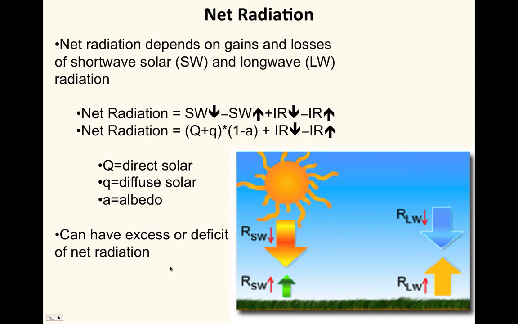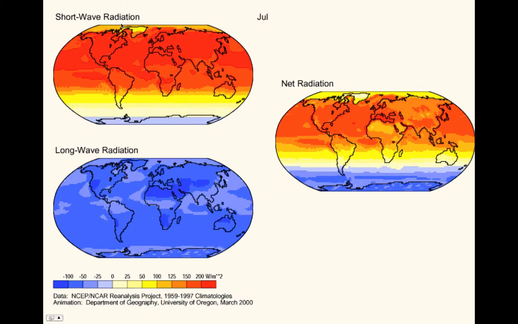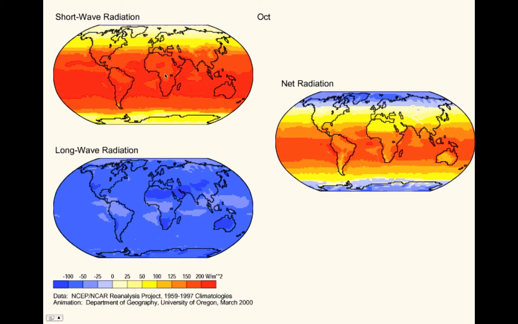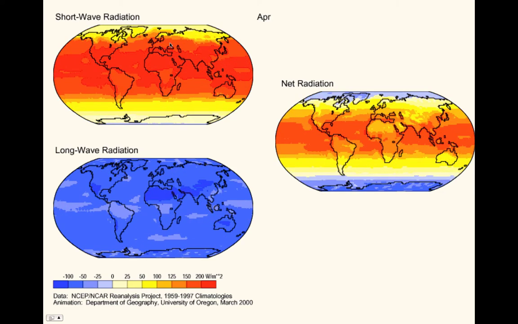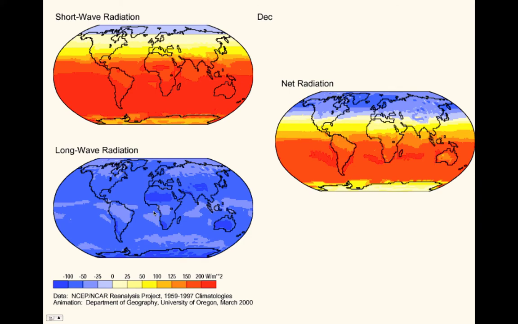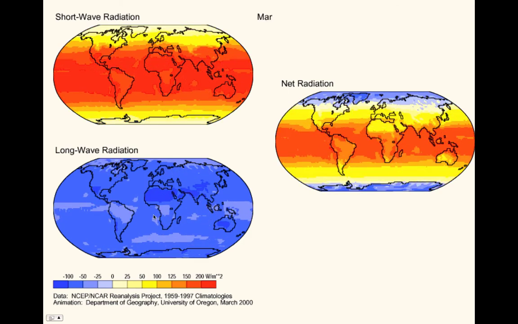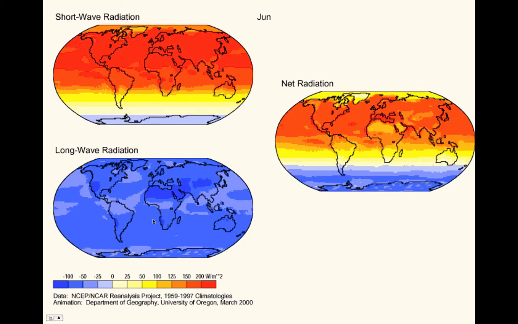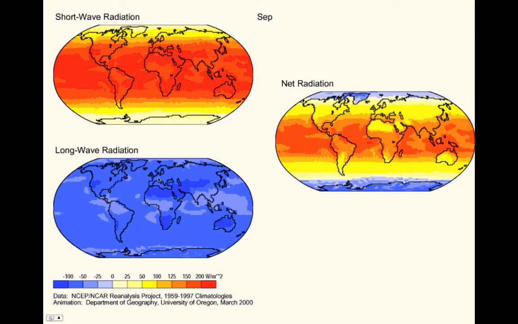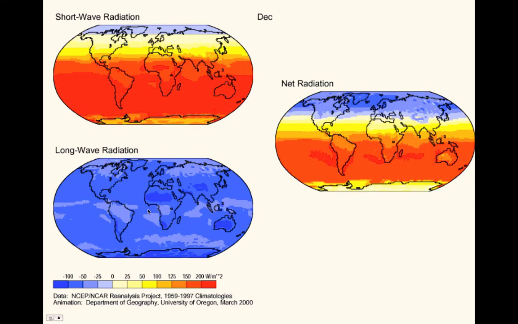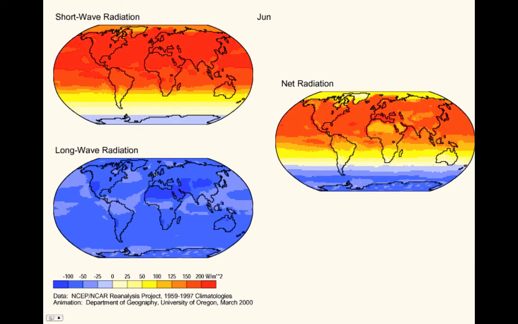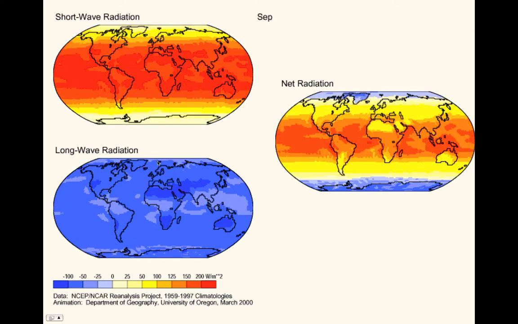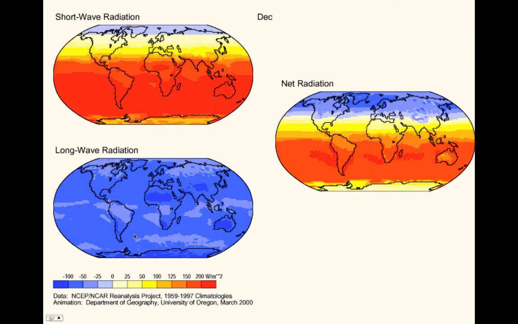You can have an excess or a deficit of net radiation. These animations are showing net shortwave radiation, shortwave coming in minus shortwave leaving, and you can see there's a periodic oscillation that follows the sun. This lower left one is looking at longwave radiation, and this is again how much is coming in versus how much is leaving the surface. Since the surface in general is warmer than the overlying atmosphere, these numbers are negative because you're losing more energy from infrared radiation than you're gaining coming back down from the sky.